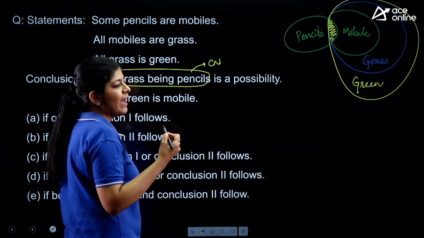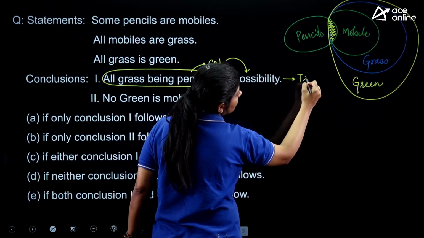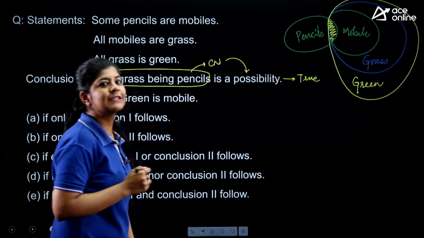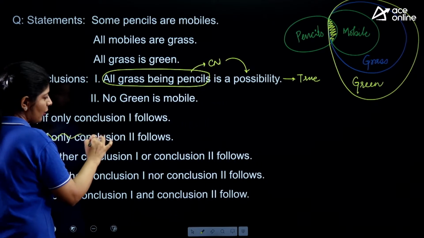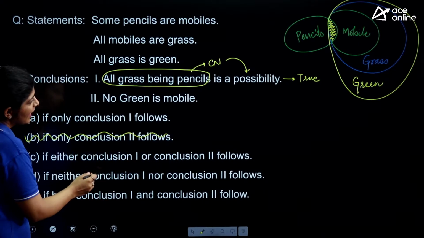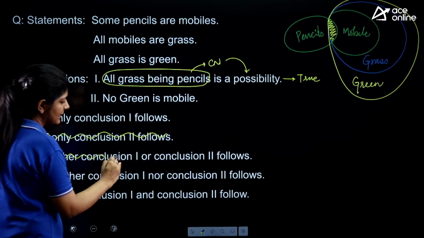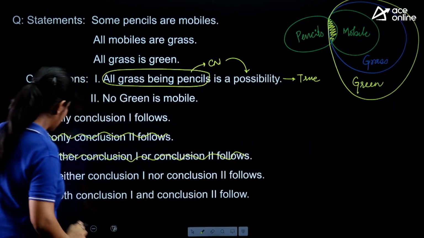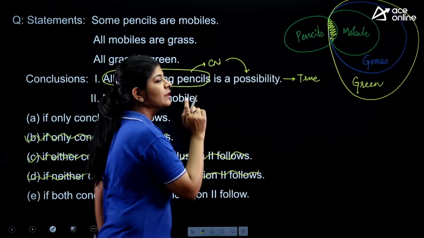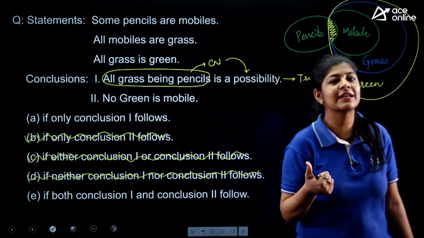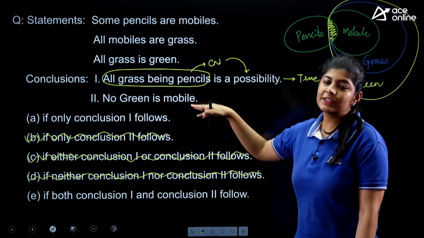And whenever we do have a can't say in a possibility, that possibility is considered as true. If it is so, then we can eliminate our option number B, right? As this one is true, we can eliminate option number C as well and option number D as well. Now we are left with only two options, either option number A is the correct one or option number E is the correct one. Second, no green is mobile.